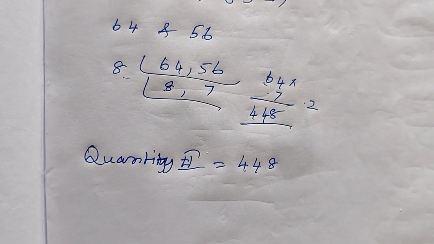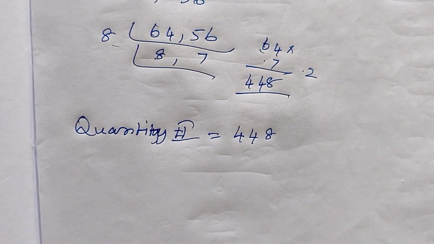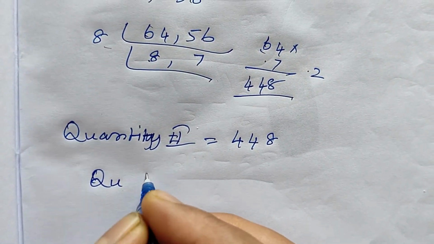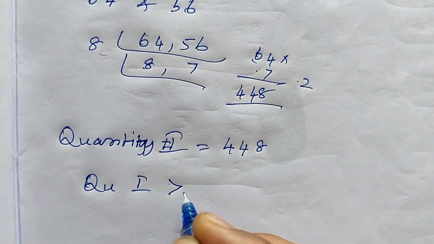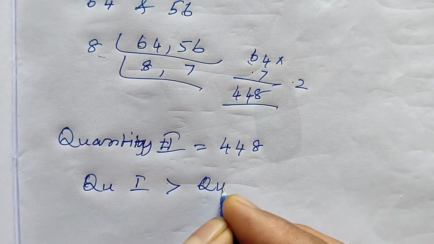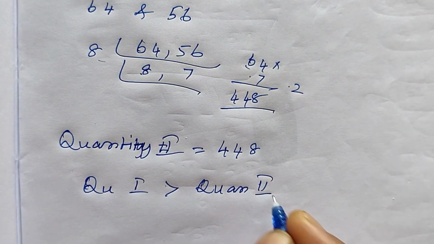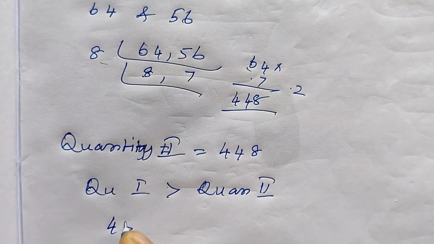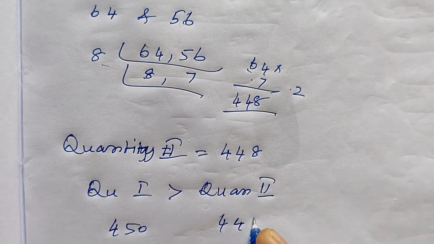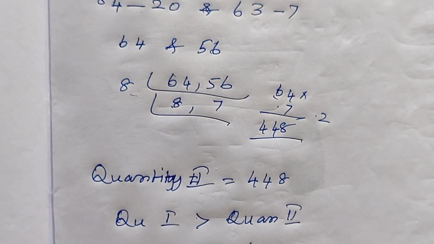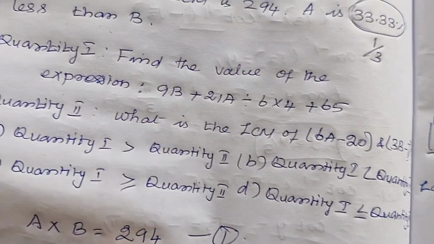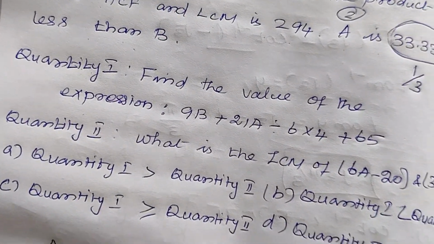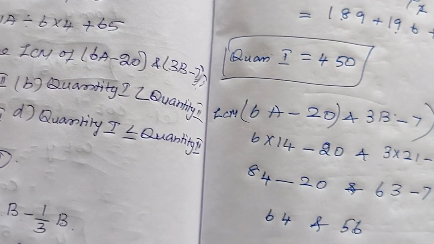So this is quantity 1 and quantity 2. Quantity 1, that is 450, is greater than quantity 2, which is 448. So this is the correct answer. Option A is correct. This is a competitive exam question.